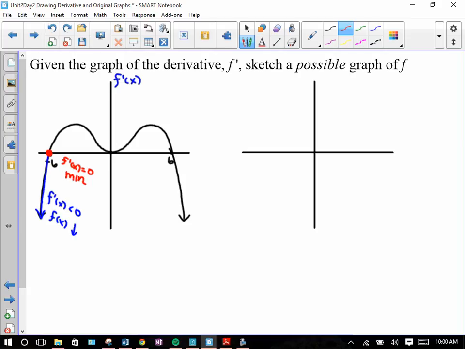All right. Now, let's look at this next part. What happens from negative 6 to what?